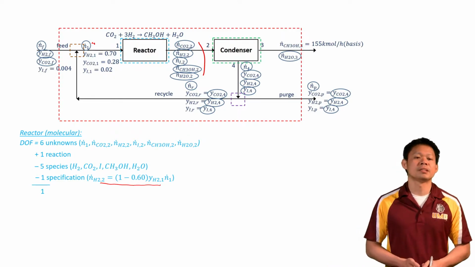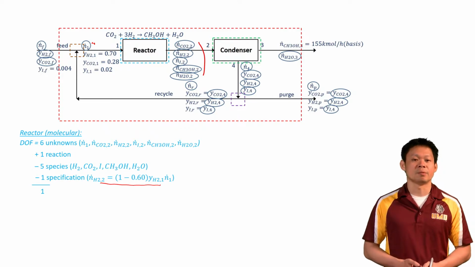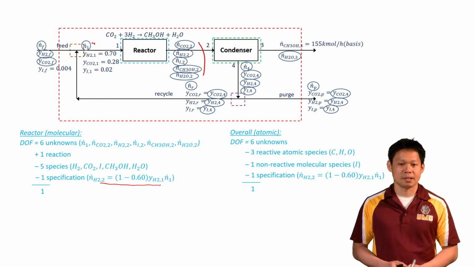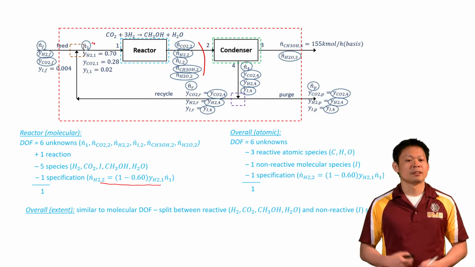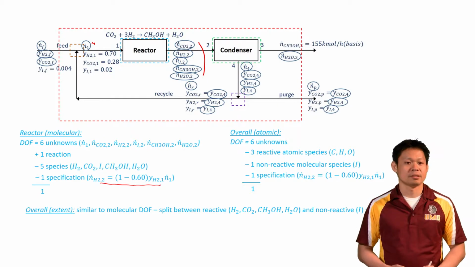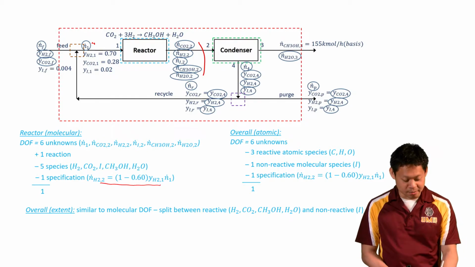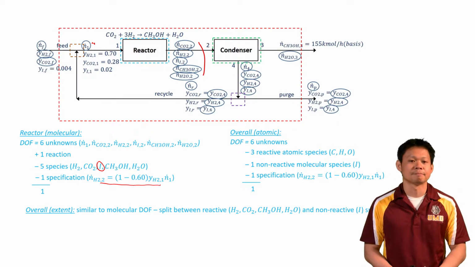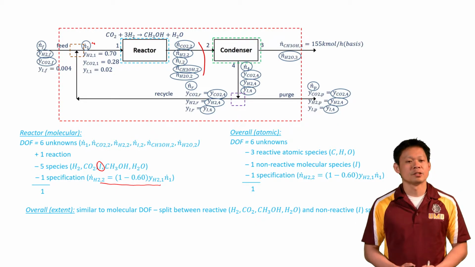So 6 plus 1 minus 5 minus 1 will give us a degree of freedom of 1. Double check it with the atomic. 6 unknowns, 3 reactive atomic species, 1 non-reactive species. We have the same specification. We end up with a degree of freedom of 1. With the molecular, the exact same thing. With the extent of reaction, we have the exact same thing as the molecular, except now we're going to split out the inert as well between reactive and non-reactive. So our reactor is 1.